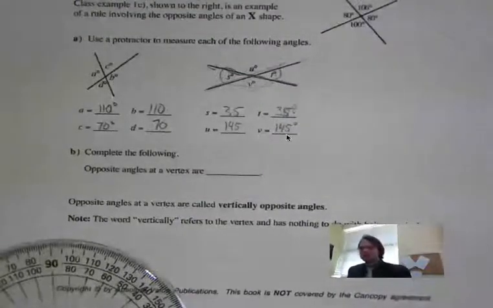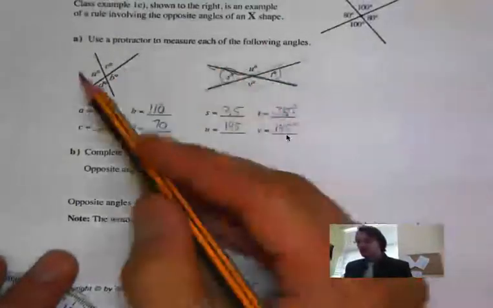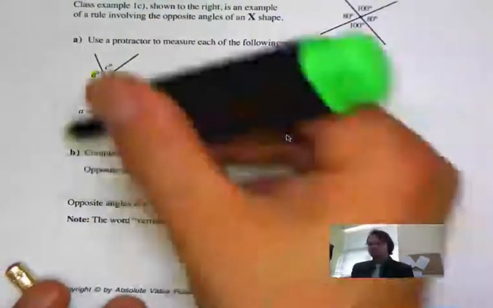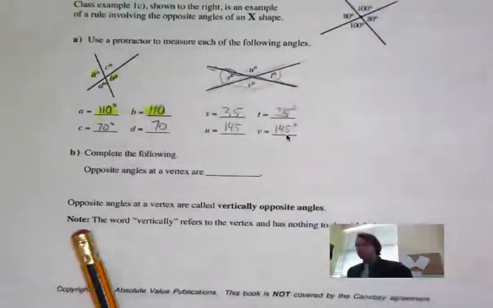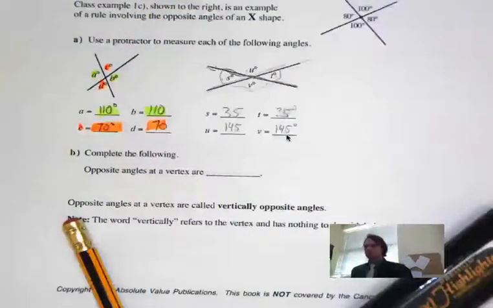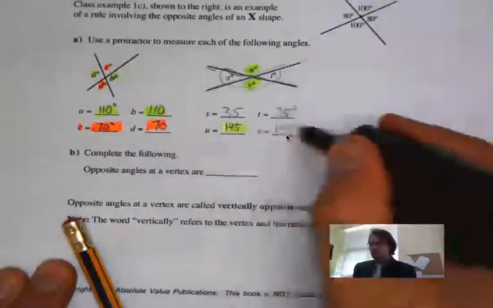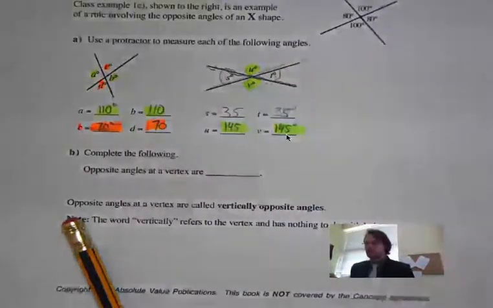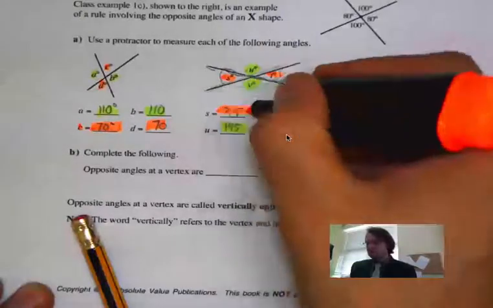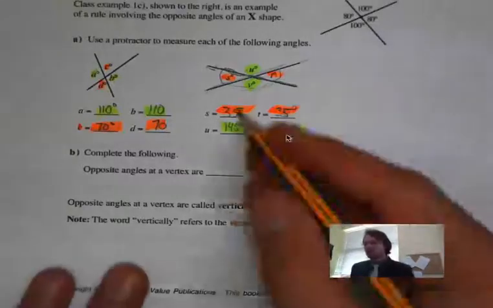So if we look at opposite angles, look at A and B. What do we notice about A and B? They are equal. Now let's take a look at C and D. They are equal. Interesting. Now let's take a look at U and V. U and V are both 145. They are equal. Let's take a look at T and S. They are equal as well. So we find out that opposite angles of the vertex are equal.